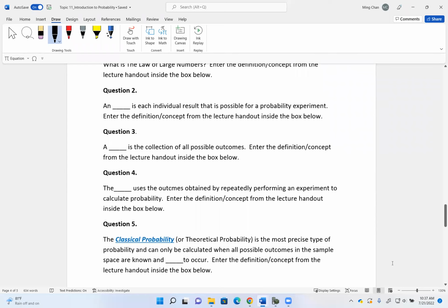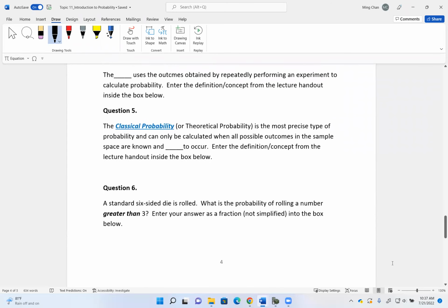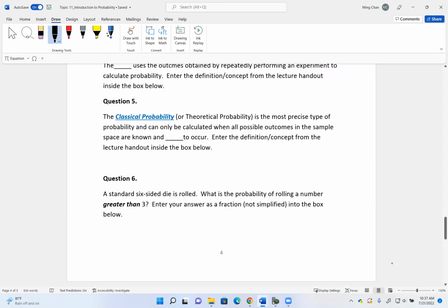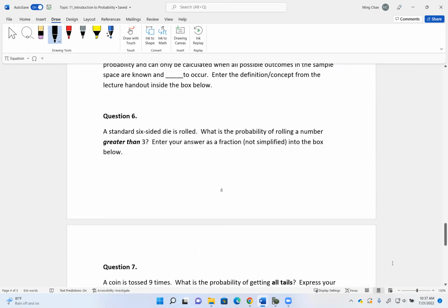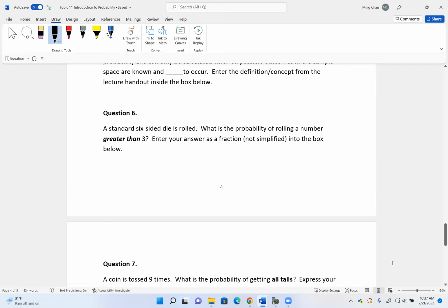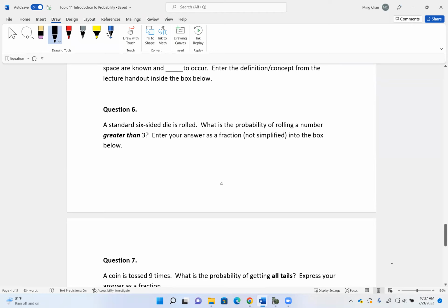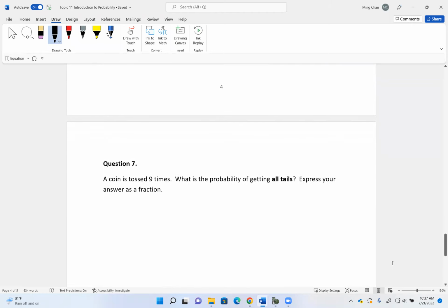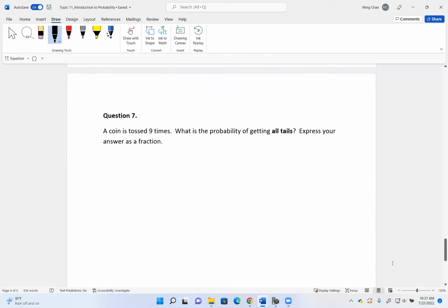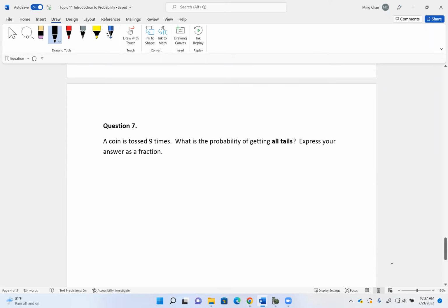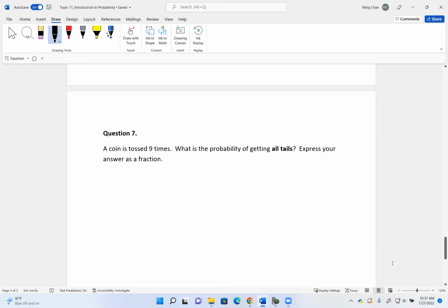All right. Questions 1, 2, 3, 4, and 5 come from the definitions, so just copy from the lecture handouts. Question number 6, what's the probability of rolling a number greater than 3? Be careful, greater than 3, not equal to 3. So the number of ways of winning is changed compared to the one I did just now. Next, a coin is tossed 9 times, what's the probability of getting all tails? Try that one for me. Express your answer as a fraction. Do not simplify. You don't have to simplify your answer.